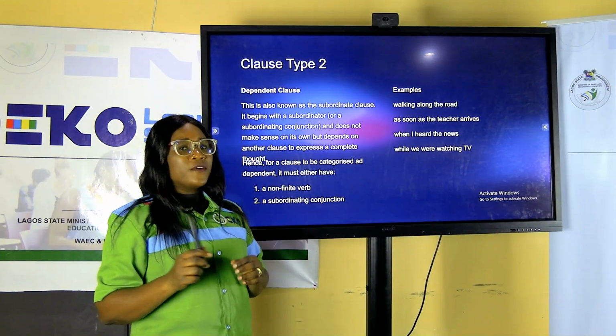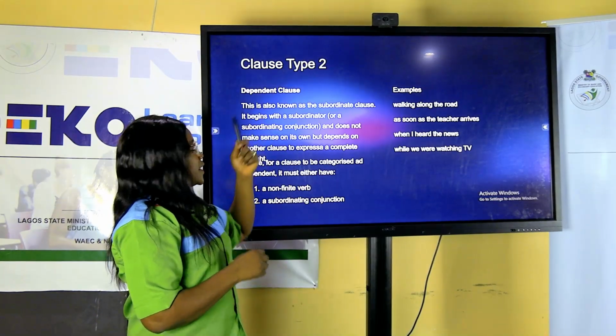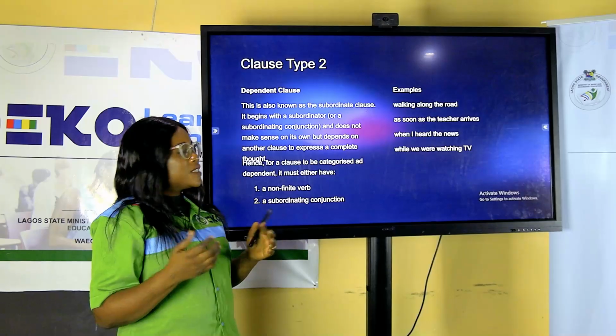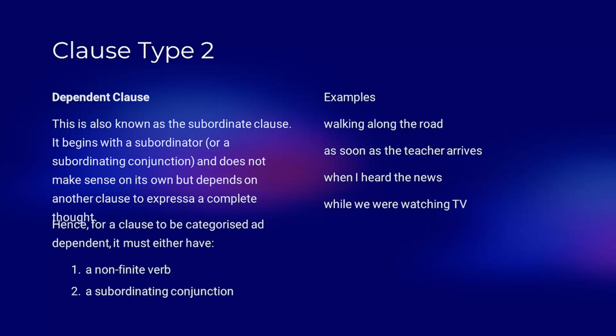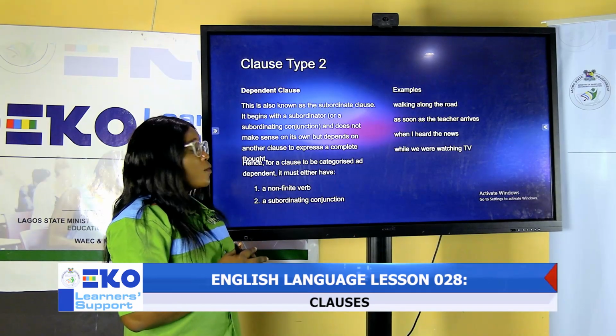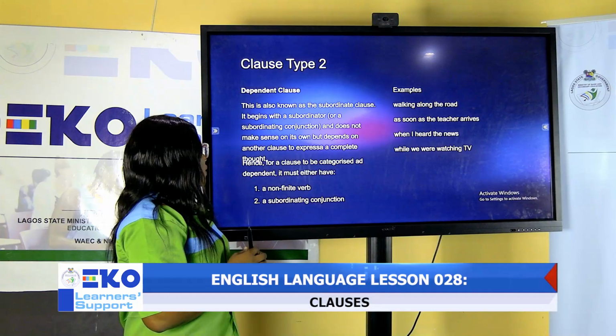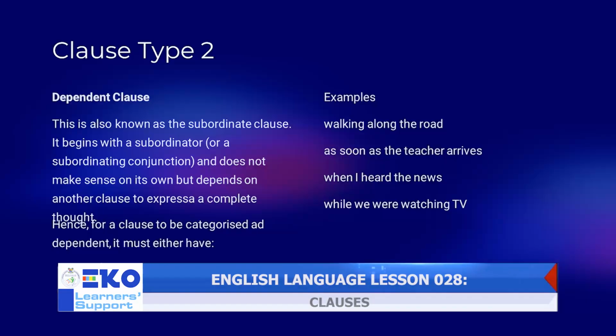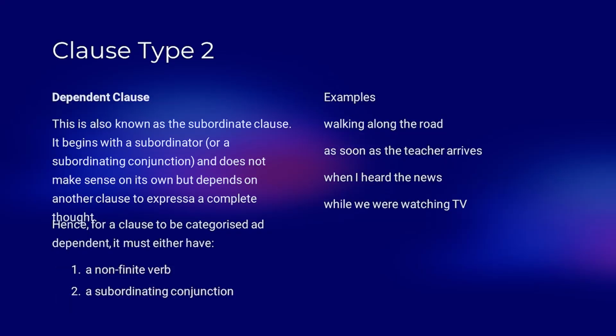The second type of clause is the dependent clause or the subordinate clause. Okay? It begins with a subordinator or a subordinating conjunction. Take a look at that. We're going to be looking at some examples of subordinating conjunctions. It does not make sense on its own, but depends on another clause to express a complete thought.